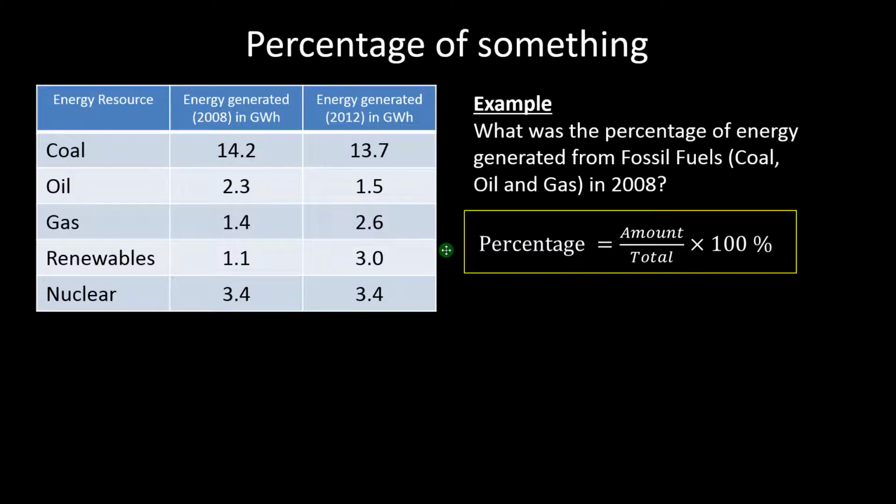So looking at this table, which is about energy generated from different sources in 2 different years, the question we're trying to answer is what was the percentage of energy generated from fossil fuels, so that's coal, oil and gas, in 2008. So we're using the 2008 column here and looking to see what the percentage of the fossil fuels is as a percentage of the total. So the formula we need here is the amount we're interested in, so the amount from the fossil fuels, divided by the total amount, so everything in this column, times 100%.